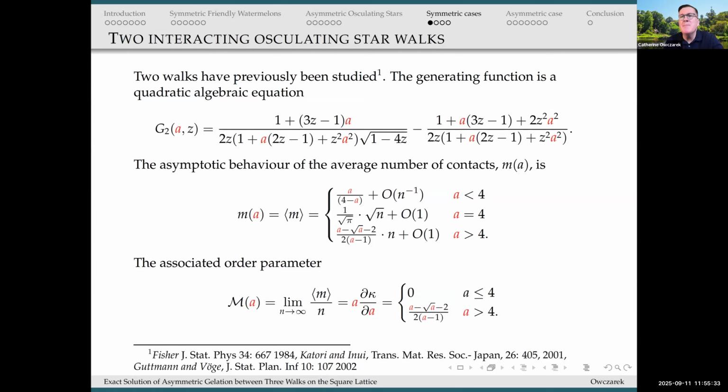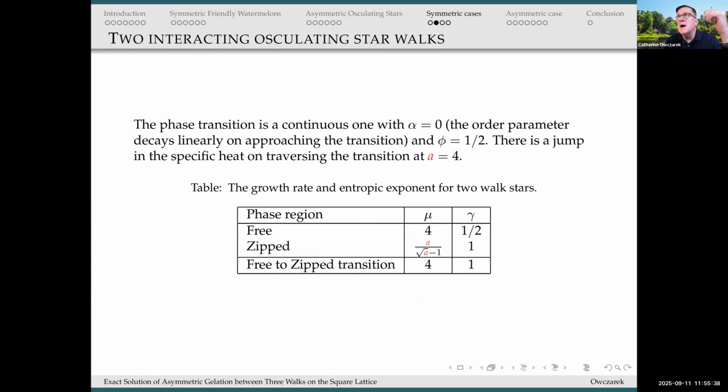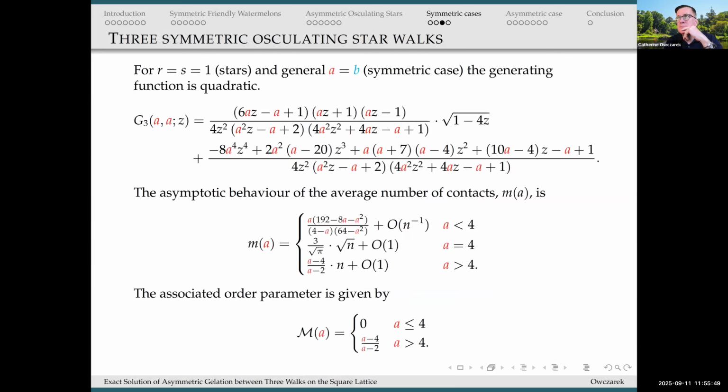Okay, so with 2 walkers, yes, but you've got 3 walkers. Why would you expect that to be simpler? And you can work out what the exponents are. It's a continuous phase transition where alpha is 0 and phi is a half, and you know where the phase transition is. It occurs at A equals 4.